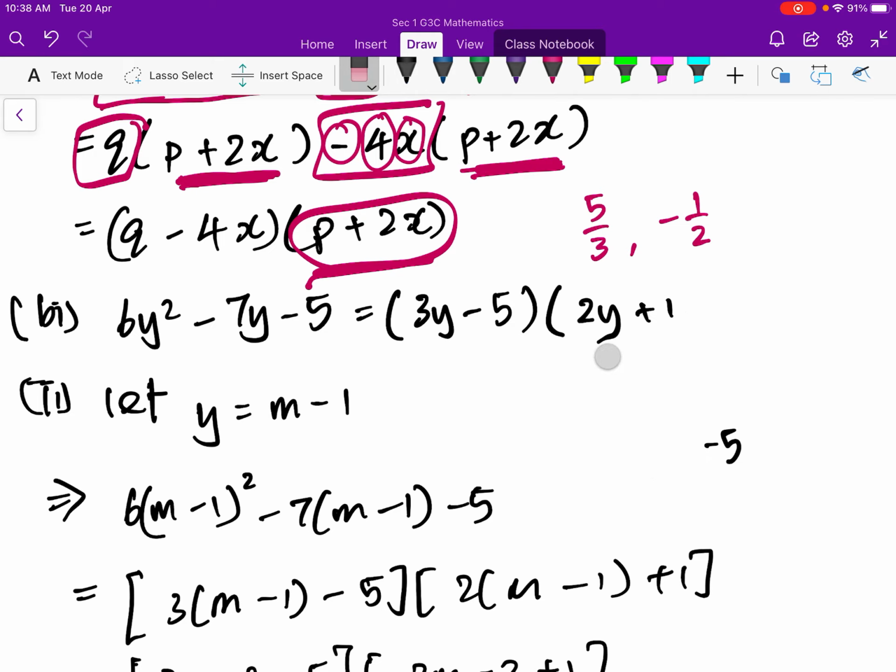Okay, next one. Part 2, B part 2. Hence, factorize 6m minus 1 squared minus 7m minus 1 minus 5. These two questions are related. When there is a hence, you must use what was previously found. Okay, so I'll do this on the paper itself. So this was factorized to give us 3y minus 5 multiplied by 2y plus 1.